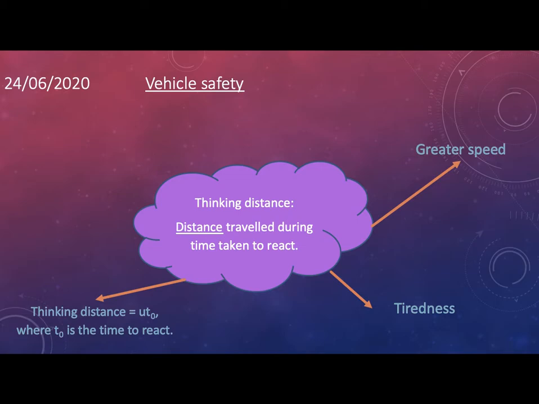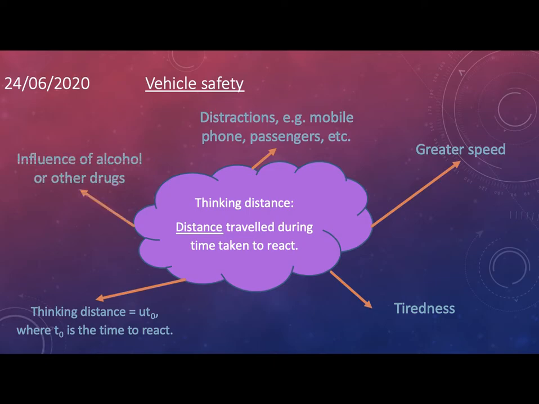Most of the other ones will be about t0, the reaction time. Like, for instance, distractions. Anything in the car that distracts you and stops you from reacting as fast as you would is going to make a difference. So if you've got a mobile phone that you're checking or talking into, if you've got passengers in the car that you're having a conversation with, if you've got loud music playing, things like that. And finally, the influence of alcohol or other drugs is going to have an effect on your reaction time. It's going to slow it down.